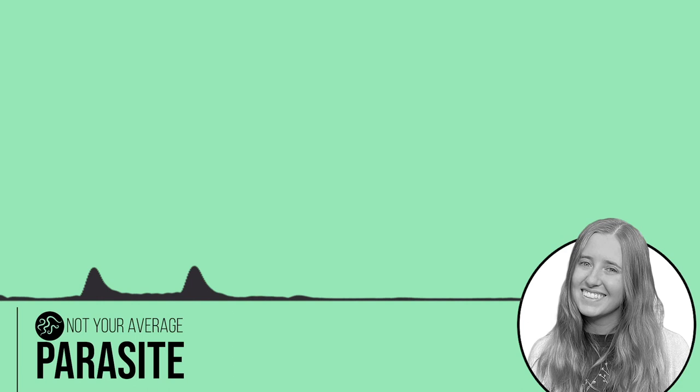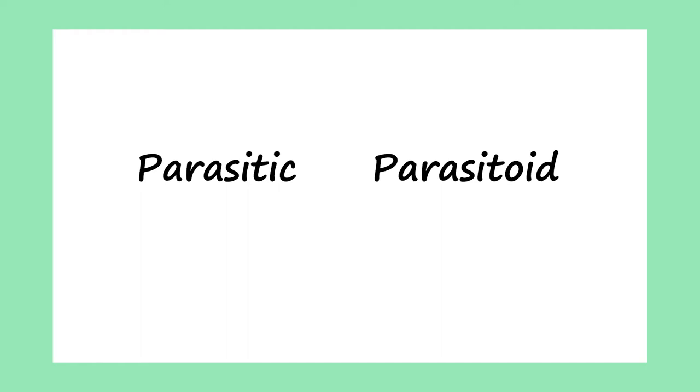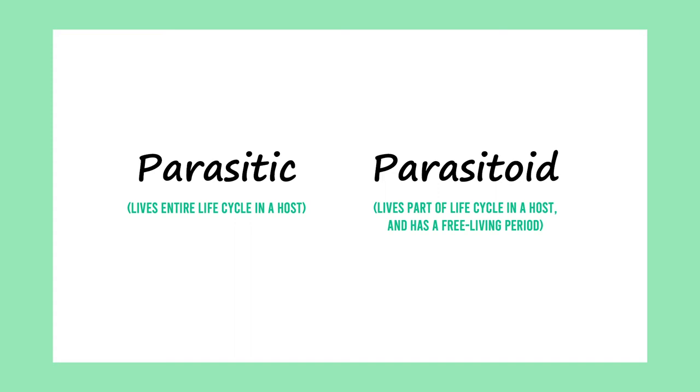The title of this series is Not Your Average Parasite, so we need to talk about how these wasps behave like parasites. But before we get into that, let's lay out the difference between an organism being parasitic and being parasitoid. Something that is parasitic must live its entire life inside a host, and it cannot survive without it. Something that is parasitoid, however, does spend a significant amount of its life in a single host, but then it leaves the host and has a free living period of existence. Our wasp friends fall into that second category.